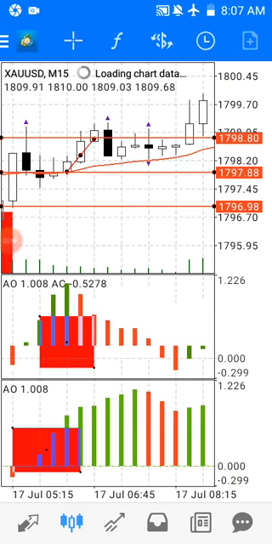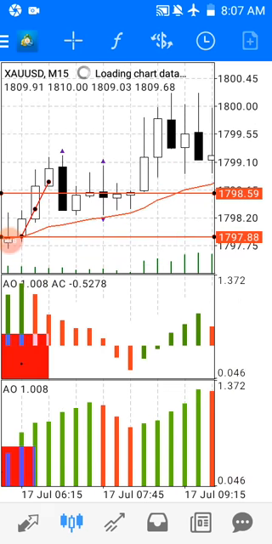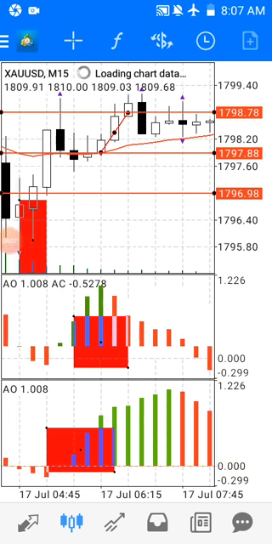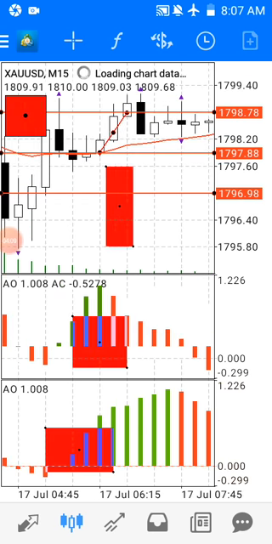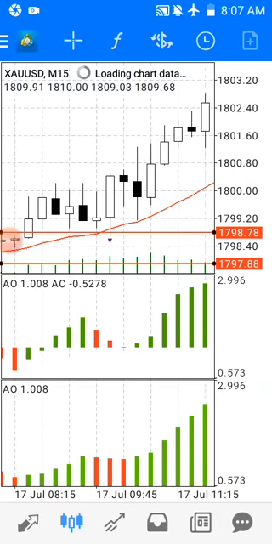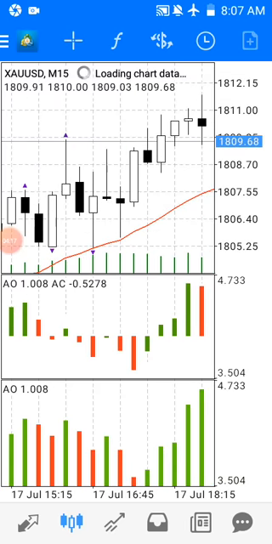Okay, and we can see what price did. Price still continued and it did not come to our stop loss, which is around here. Price continued, didn't come to our stop, so we can always trail our profits. That's for the buy setup.